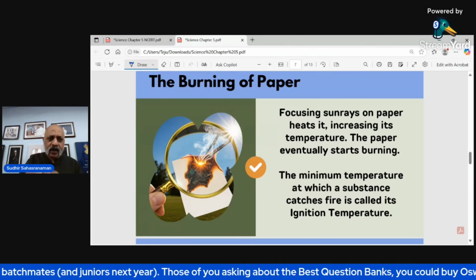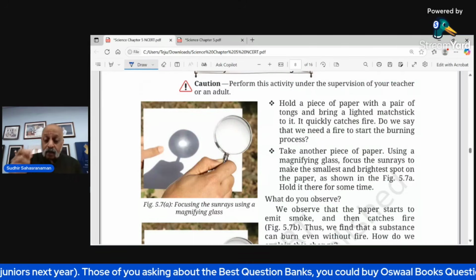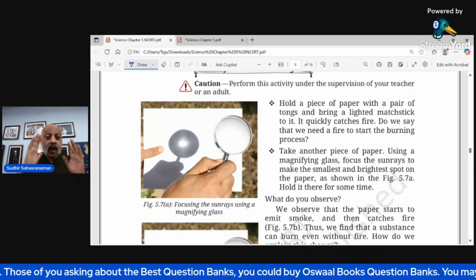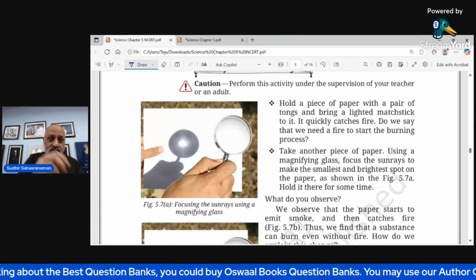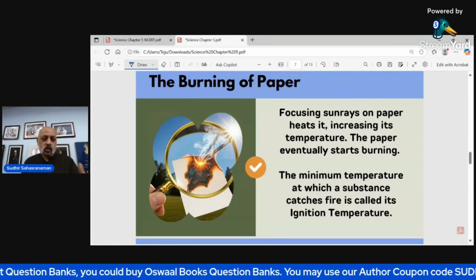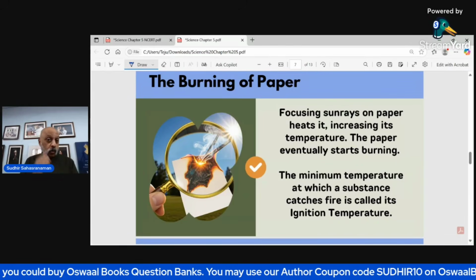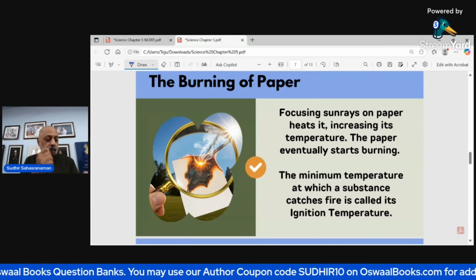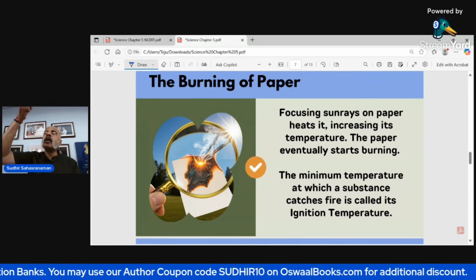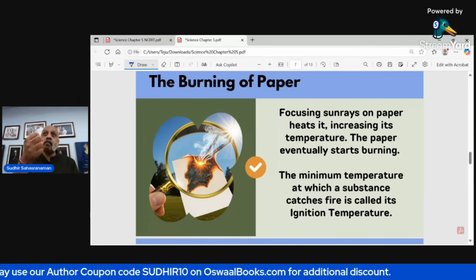A microscope kind of a thing, not a microscope. What am I saying? A magnifying glass. Sorry. This is a magnifying glass. Okay. Now what you do is put the paper in bright sun. Okay, hot sun, not a cloudy day. Bright sun, and you try to catch the sun rays in the magnifying glass.